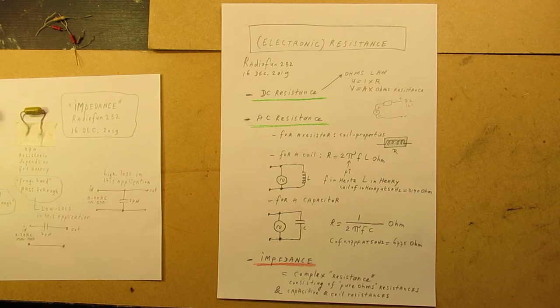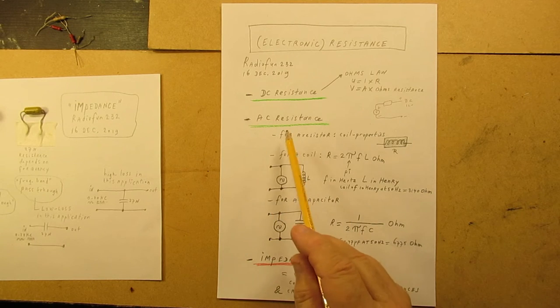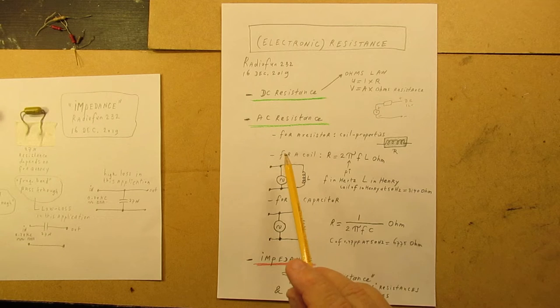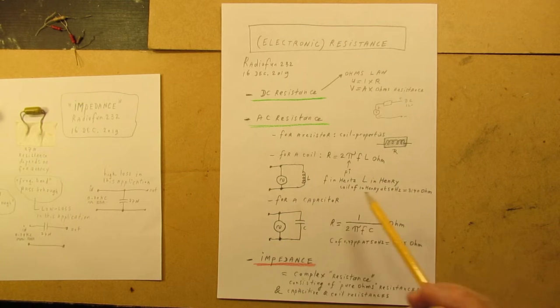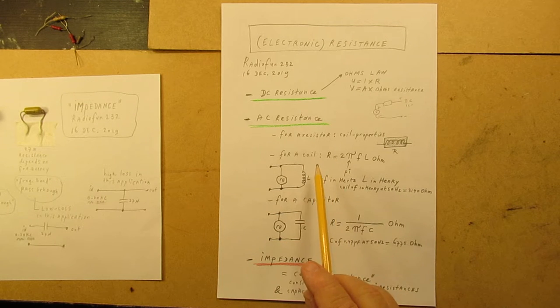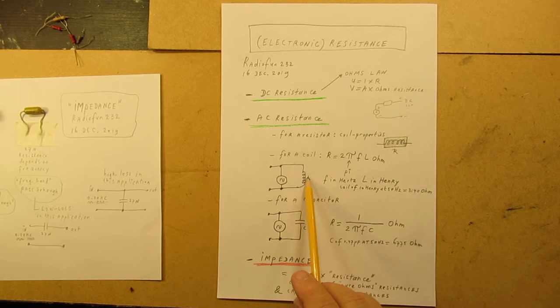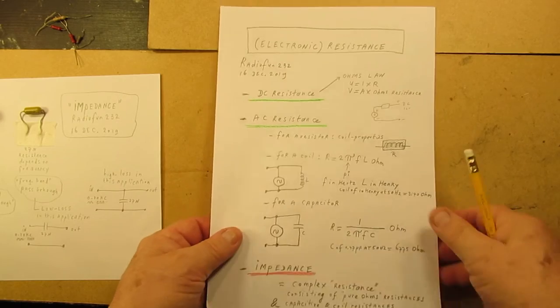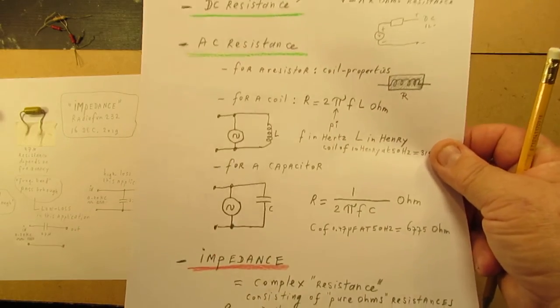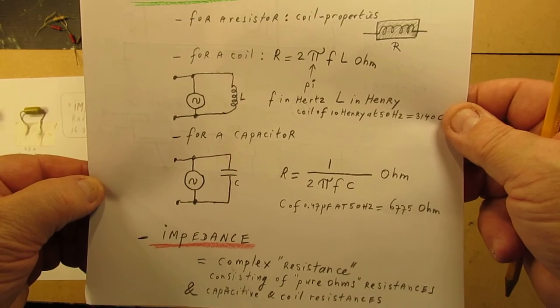The AC resistance is a completely other issue. When we apply an AC voltage to a coil or to a capacitor, the resistance of the coil here or of that capacitor here is frequency dependent, and that's very, very important. Want to show that in a better way? Here are the formulas.